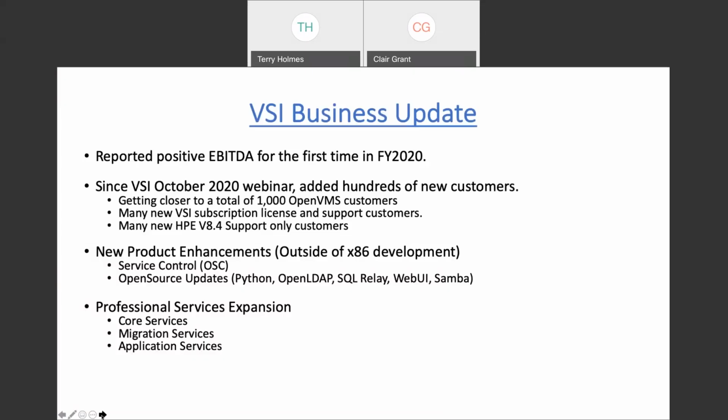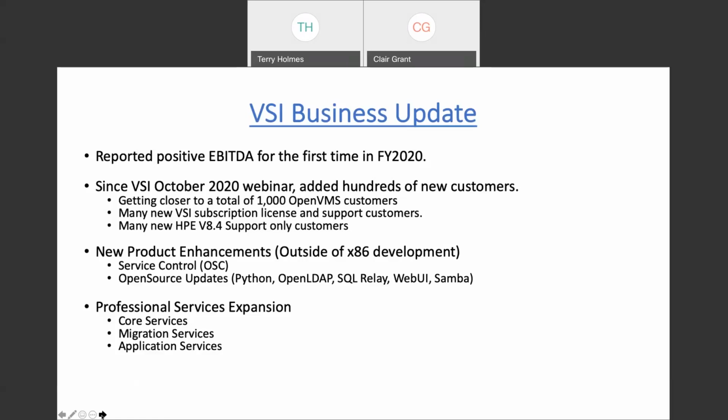So a couple of things here that I think are important. First of all, it's good news that VSI has actually reported a positive EBITDA for the first time, and this was in our fiscal year 2020. Now, for those who are not familiar with the financial term, EBITDA is simply a way of measuring operating profit. It actually stands for, I believe, earnings before interest, taxes, depreciation, and amortization, for those of you who are accountants or lovers of finance. So this is important from a couple of standpoints.